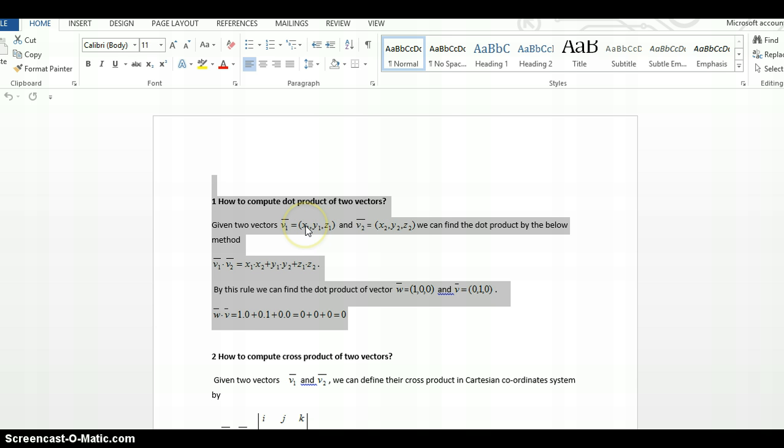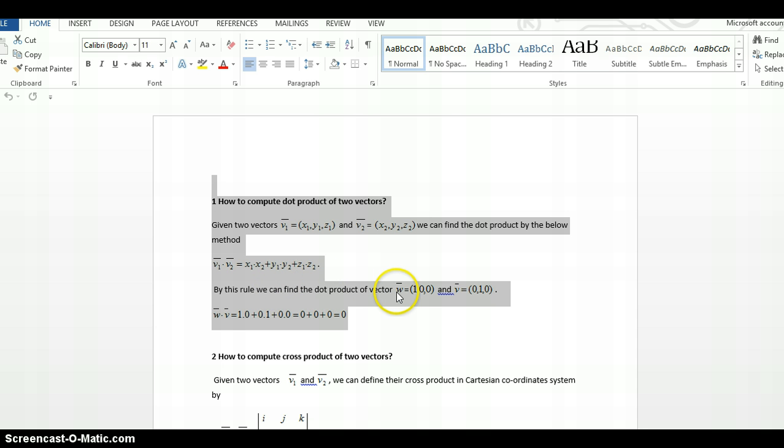That is, we will multiply x1 with x2, y1 with y2, and z1 with z2. So it therefore means that v1 dot v2, which is the dot product between v1 and v2, is equal to x1 times x2 plus y1 times y2 plus z1 times z2.